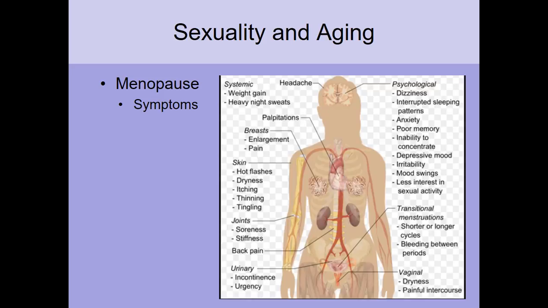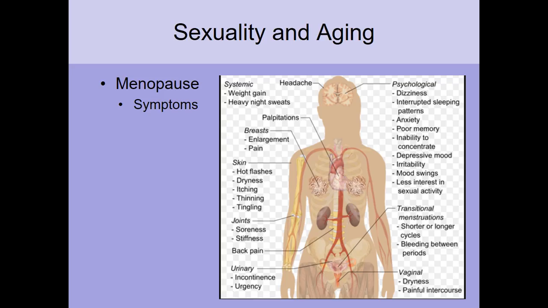So, symptoms of menopause. It's a pretty good diagram. Now, the good news is most people don't experience all of these symptoms. So, there's a lot of stuff that is possible. It's kind of like premenstrual syndrome that we talked about before, that there are a lot of things that you can have. Most people only have a few of these.